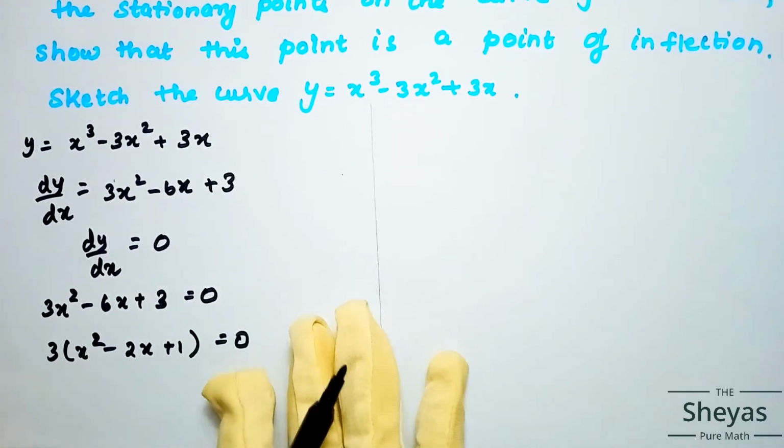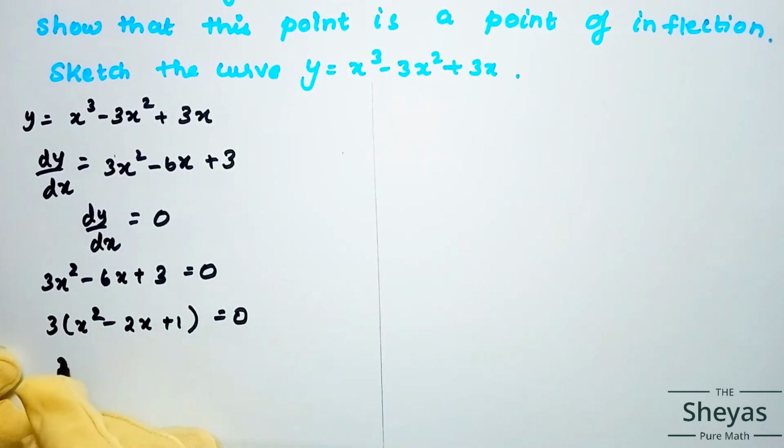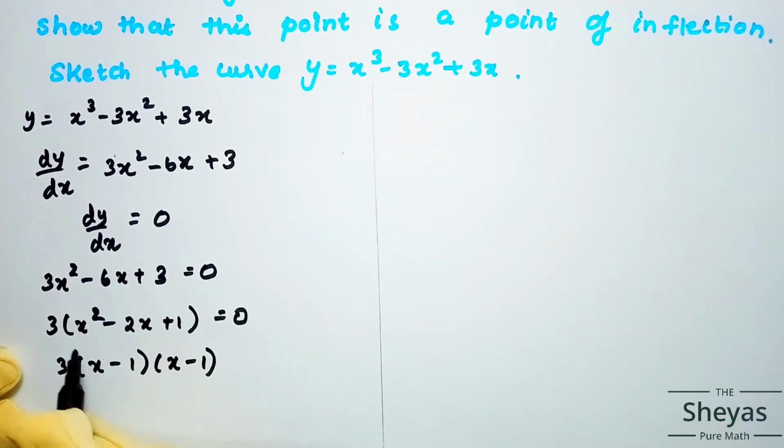If I factorize this, I'll get x minus 1 and x minus 1. That is x minus 1 the whole square, if you apply the a minus b the whole square formula, you'll get a square minus 2ab plus b square. So when I factorize this, I get x minus 1 and again x minus 1, which is equal to 0. Two values you are getting, both are the same, x is equal to 1 and x is equal to 1. So here you are getting only one stationary point, that is 1.